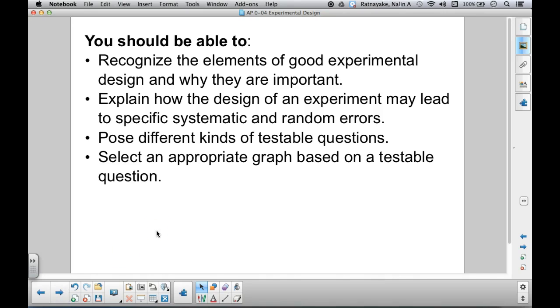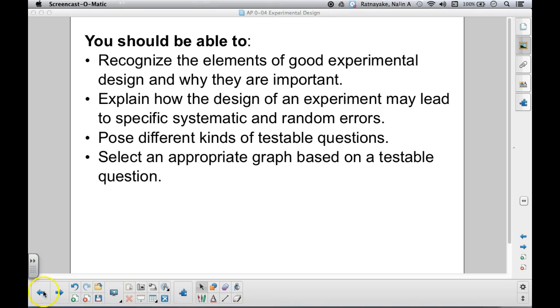Things you should be able to do right now: recognize the elements of a good experimental design and know why they are important. You should be able to explain how the design of an experiment may lead to specific systematic and random errors. I did not talk about systematic and random errors in this video. That was a previous video called Measurement Uncertainty. So go back in Edmodo or back in my YouTube channel to find the video about error. You should be able to pose different kinds of testable questions. Remember that what makes a question testable is the fact that we can measure something. And you should also be able to select an appropriate graph based on the testable question and justify your choice.